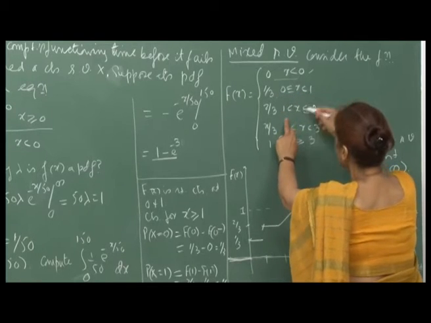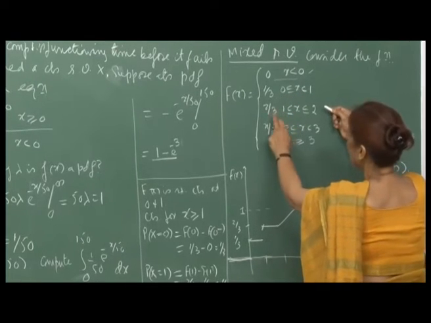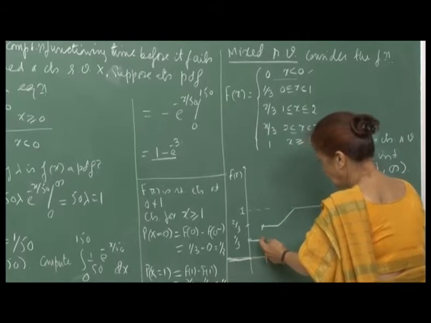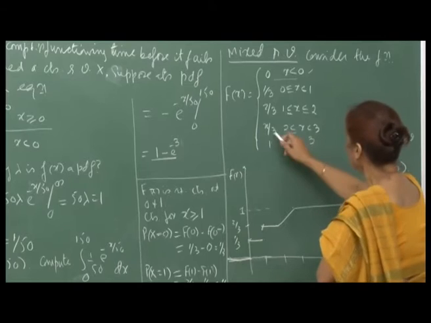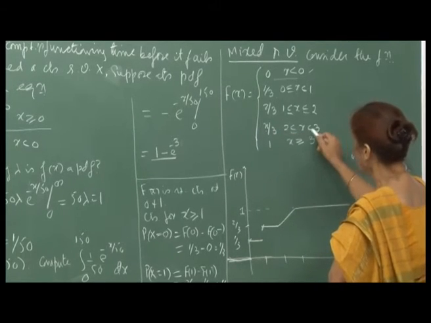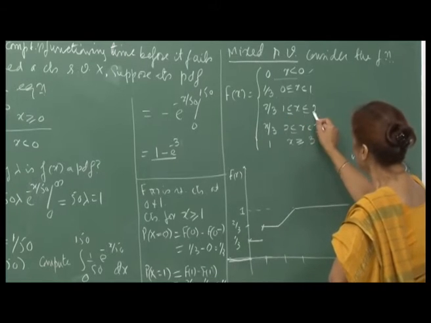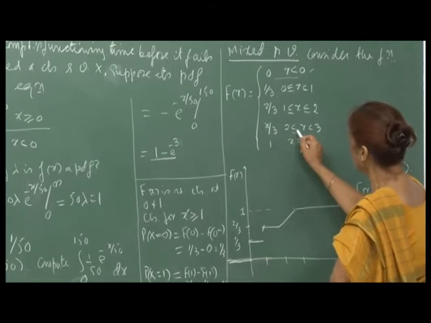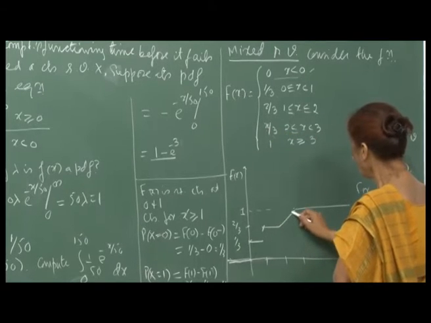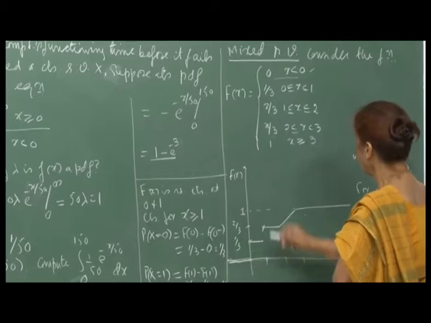The moment you attain the value x equal to 1, it jumps to 2 by 3. So, here again the jump is of 1 by 3. Okay. And then after that, see what happens, this is x upon 3. So, as x varies from 2 to 3, at 2 this is 2 by 3 and this is also 2 by 3, x equal to 2, right.